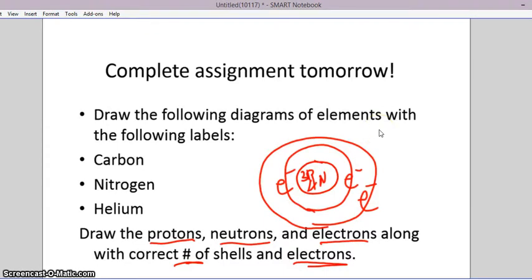Okay, so what I want you to do for homework, okay, I want you to do exactly what I just did here, but I want you to do it for carbon, nitrogen, and helium. Okay, so make sure that you have carbon, nitrogen, and helium completed in the flip section of your notebook. Do your best and bring it back.